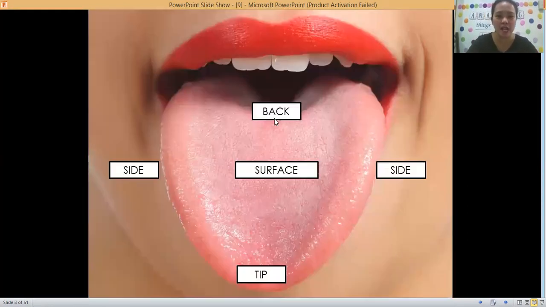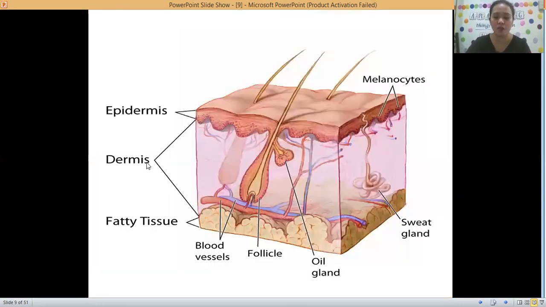Now, for our tongue, we have the back, the tip, the surface, the side, and the other side. And the taste buds are the ones tasting the food.